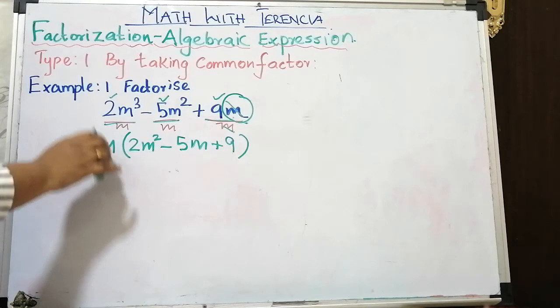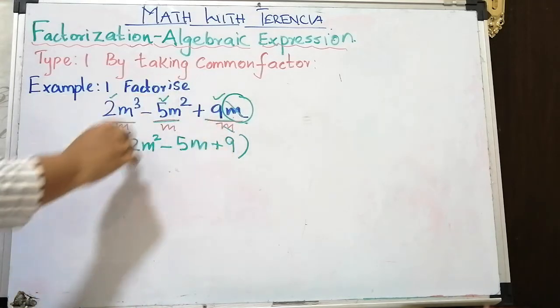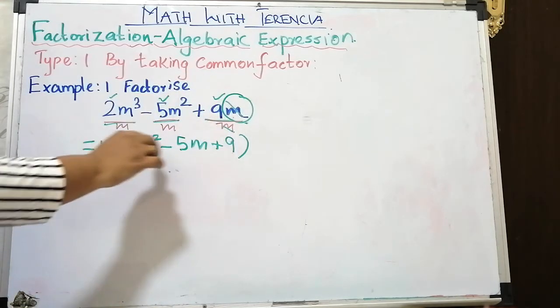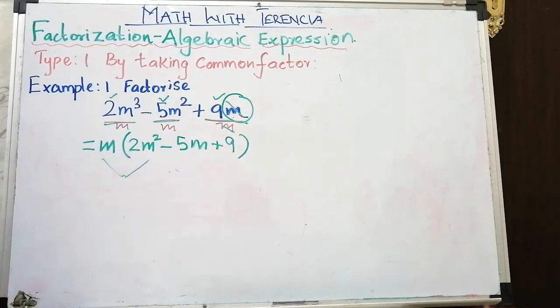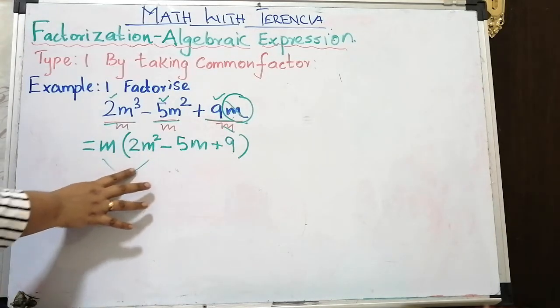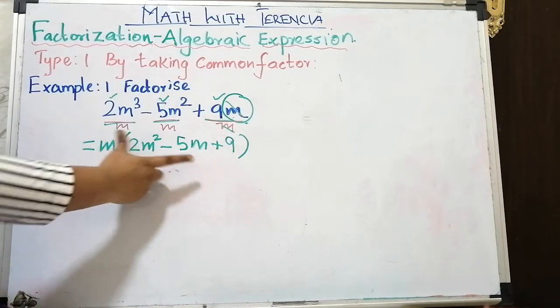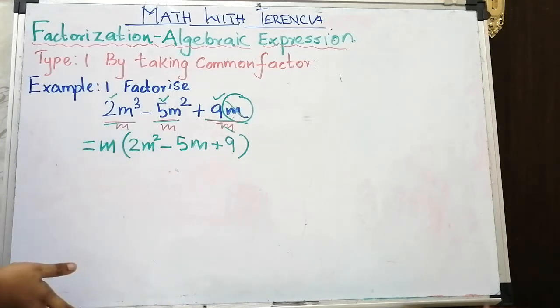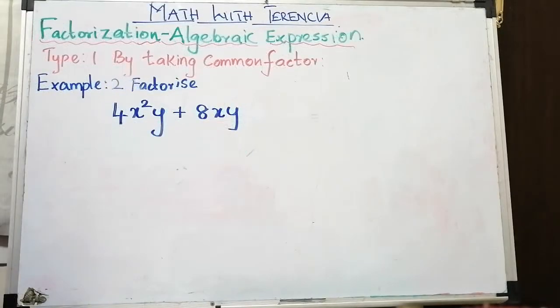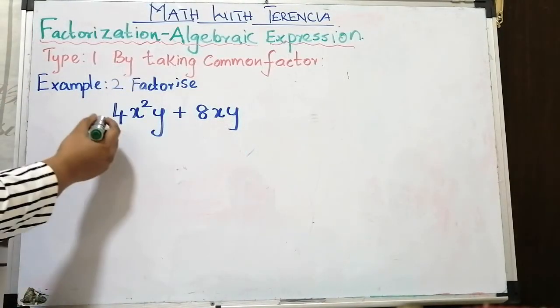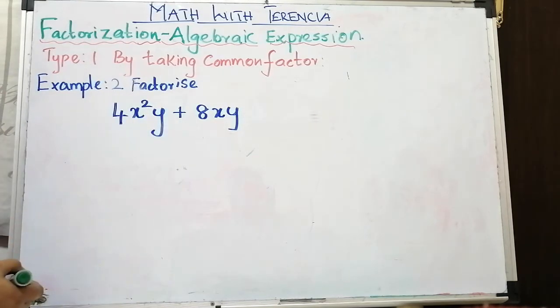So now I have expressed this expression as a product of two factors. Maybe the factor is big, no problem. We should write as a product of two factors or two numbers. Now let's see one more example. Example 2, factorize 4x square y plus 8xy.